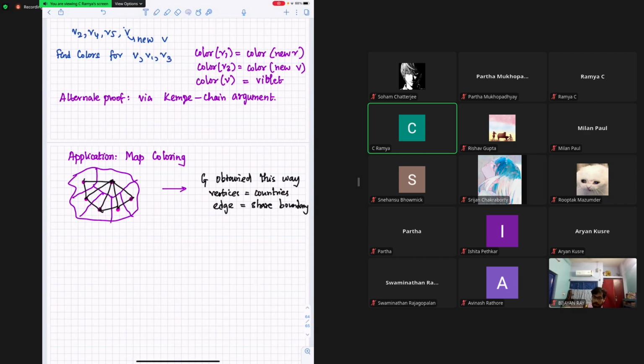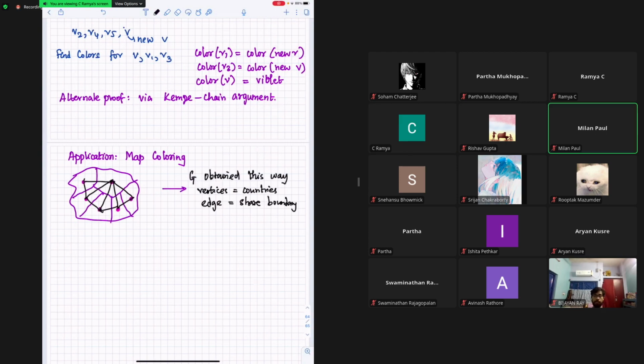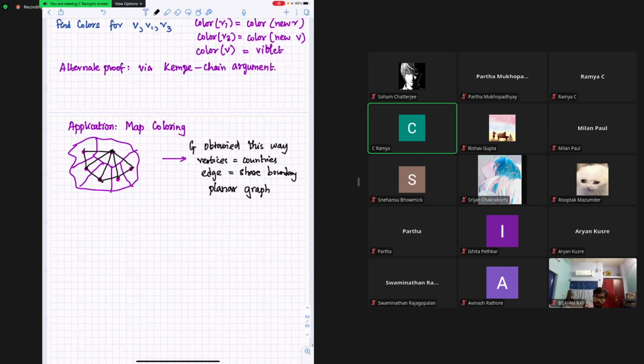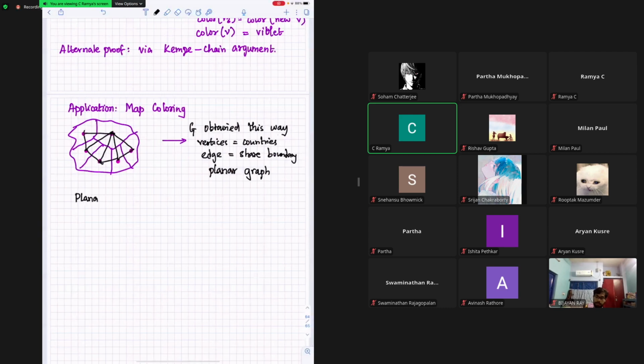So what can you say about this graph? What property does this graph have? Five colorable. Yeah, so this graph is planar. It's not hard to see that you cannot find any crossings. And this graph is 5 colorable from what we said. Indeed, it is known that planar graphs are 4 colorable, but we will not see the proof in this course.